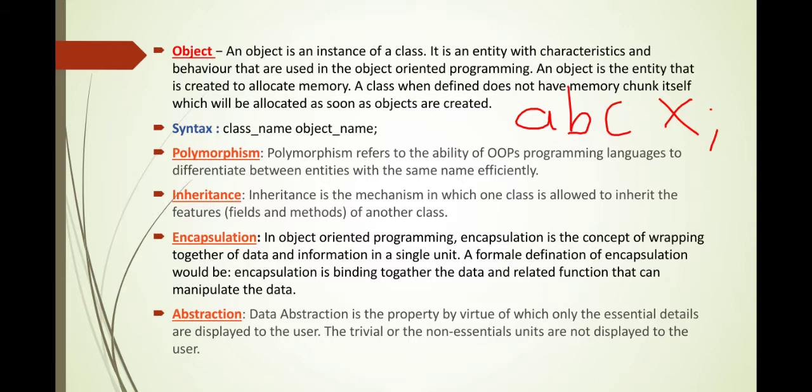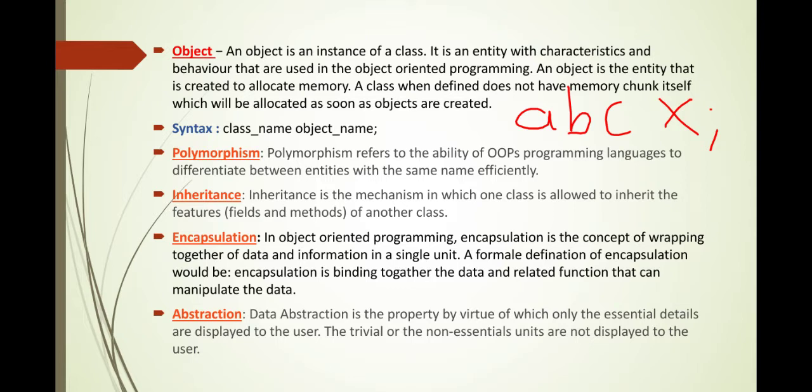So X is the instance of my class ABC. Understand this? So it is an entity which has characteristics and behavior that is used in object oriented programming. So this object is an entity that is created to allocate memory. Whenever I create an object X, it has a type of class, that is ABC. So whenever I create X, it will allocate a memory space. Some memory space is allocated whenever we create an instance, that is an object.